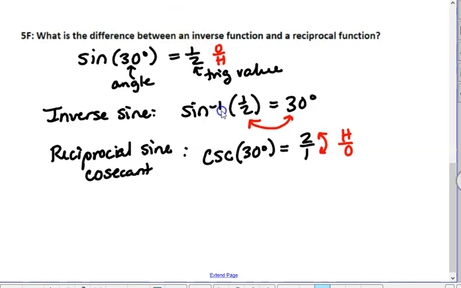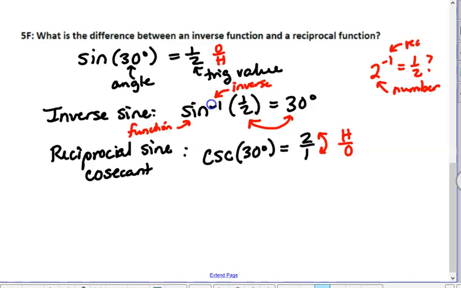Now what students tend to mix up is they see this -1 exponent here and think, oh, remember that 2 to the -1 power equals 1/2. Okay, so this is for a number. For a number it means the reciprocal, but this is a function, and for a function it means inverse. So when we see this symbol for a function, it means inverse. For a number, this means reciprocal. So that's the confusion that people have.